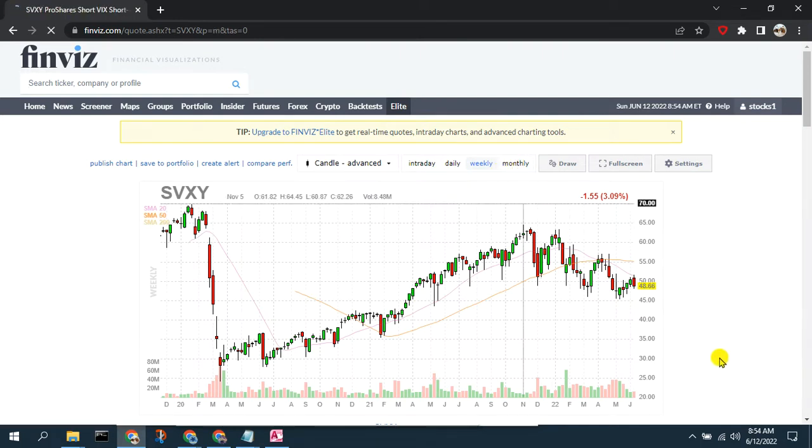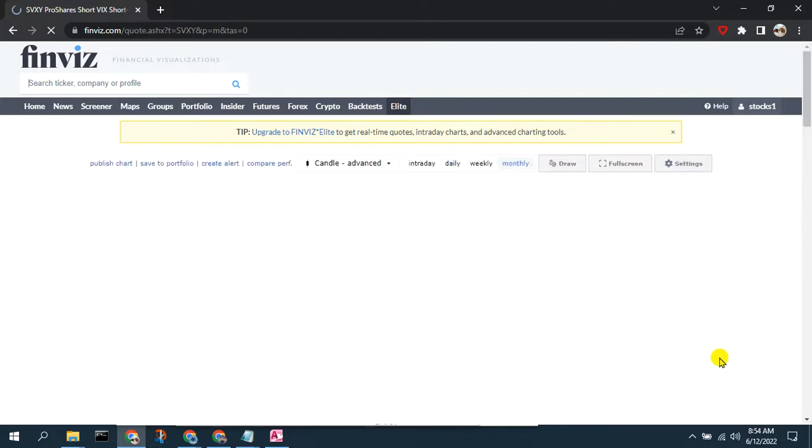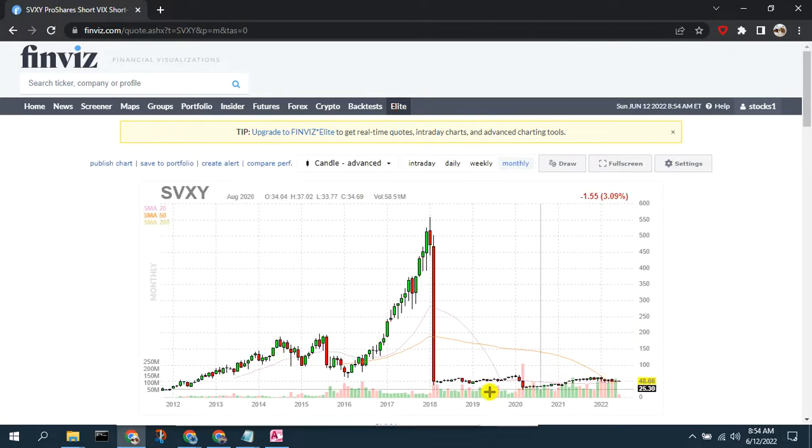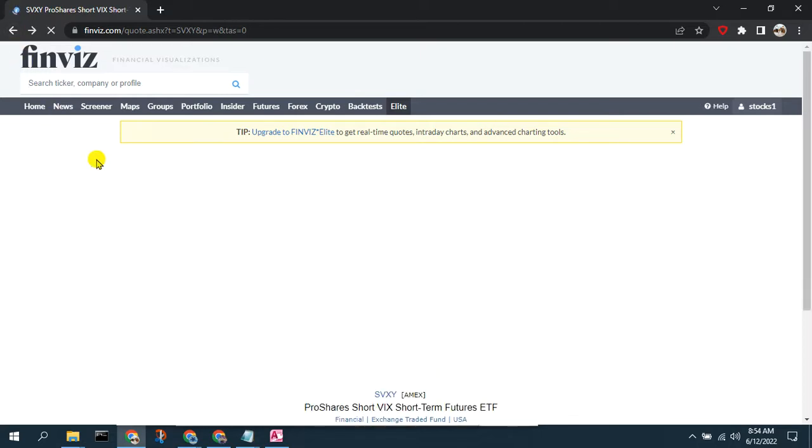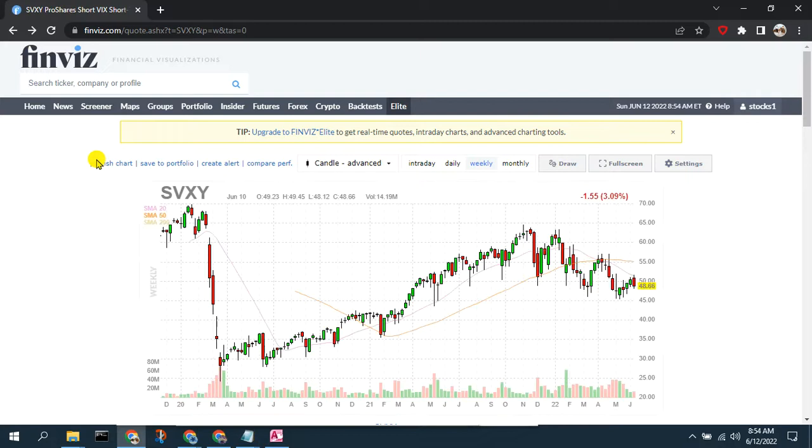So if we zoom out one more to the monthly chart, again, this must have been a rebalancing, a reverse split, which these ETFs periodically do. So I wouldn't put much stake into that, and I would stick with the range on the weekly chart.